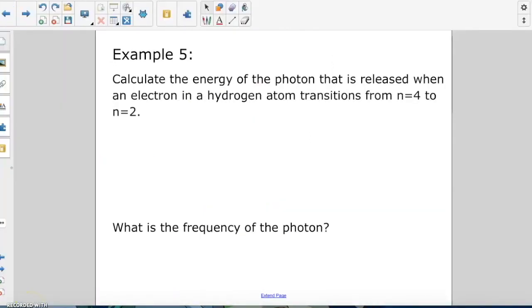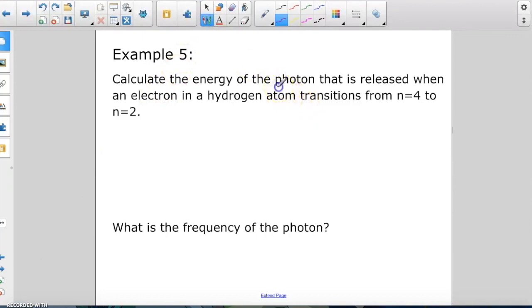Here we have another example that is a little bit more complex. It says calculate the energy of a photon that is released when an electron in a hydrogen atom transitions from N4 to N2.